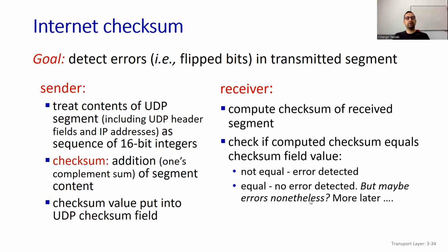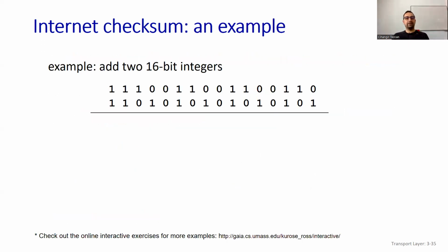Because you can detect errors only up to some number of bit errors, right? You cannot detect everything, actually. Maybe everything is flipped, but it still matches the checksum. That is the idea.